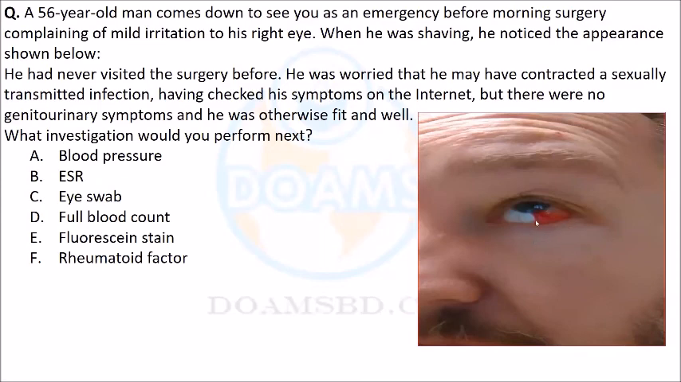He may have in the history some sexually transmitted infection. I think about what sexually transmitted disease has given this appearance in the eye? This is a subconjunctival hemorrhage. Okay.